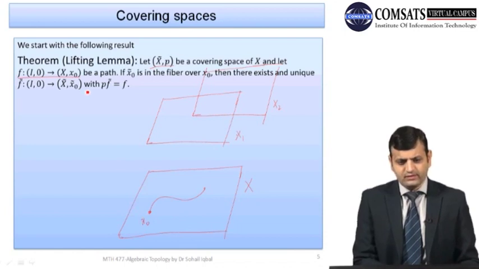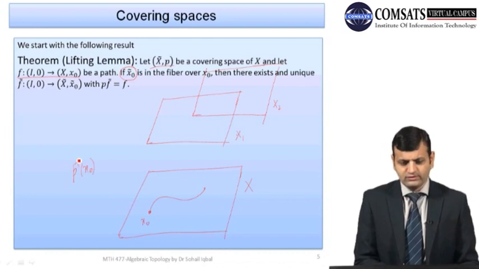Now the lifting lemma says that if I have a path in the base space X, then there exists a lifted path. Remember there are many sheets. One sheet resembles X, another sheet resembles X, and there will be many other sheets as well. So if I want to lift this path, to which sheet should I lift it? The answer is provided by choosing x naught tilde in the fiber of x naught. What is the fiber of x naught? The inverse image of x naught is going to be a collection of points, for example x naught tilde, x1 tilde, and so on.